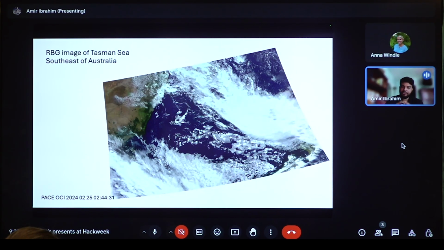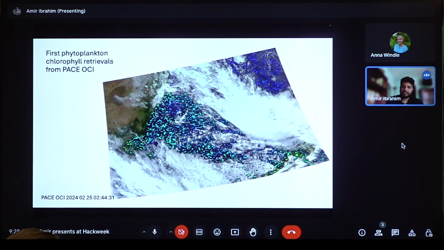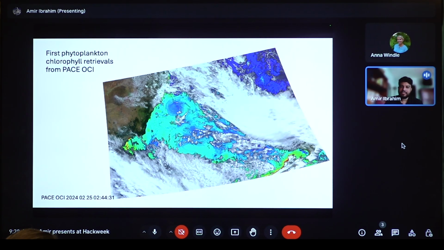So I just want to show you some data from PACE OCI using this MDAC approach with the principal component approach, and these are atmospheric measurements. These are first light images that some of my colleagues shared before. The minute that we were able to get the PACE OCI data, we were able to process the level 2 products and get remote sensing reflectance and chlorophyll products.